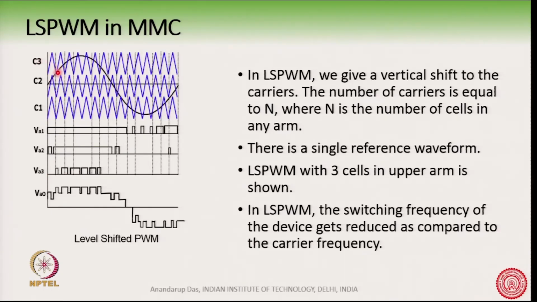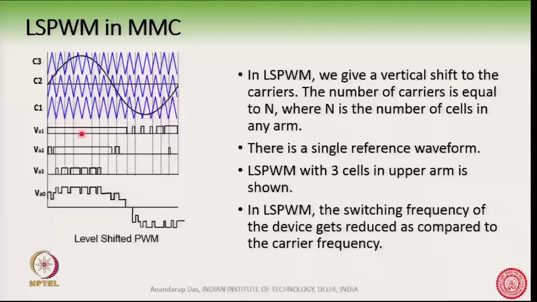So, for the third cell, there will be a switching action here, and otherwise it will be completely turned off. As you can see here, for the third cell there are switching actions because the reference waveform is crossing the carrier here. So, there is a switching action here, otherwise it is fully turned off. Okay. So, basically the same thing, and then we add these three waveforms to get the arm voltage.